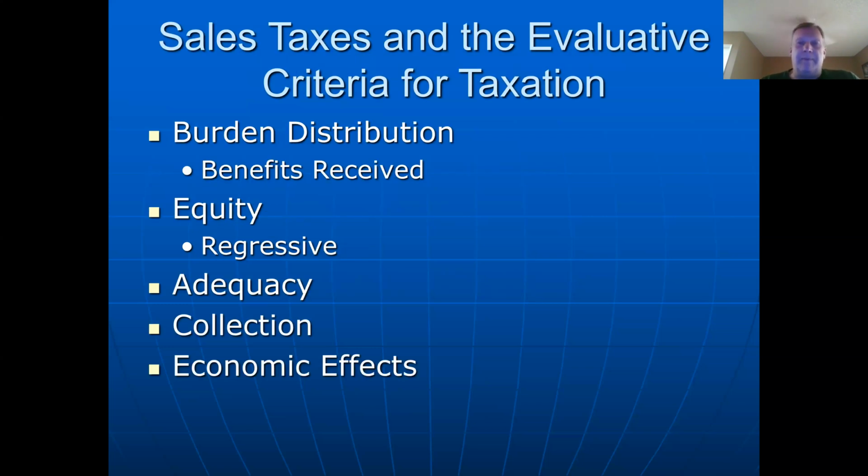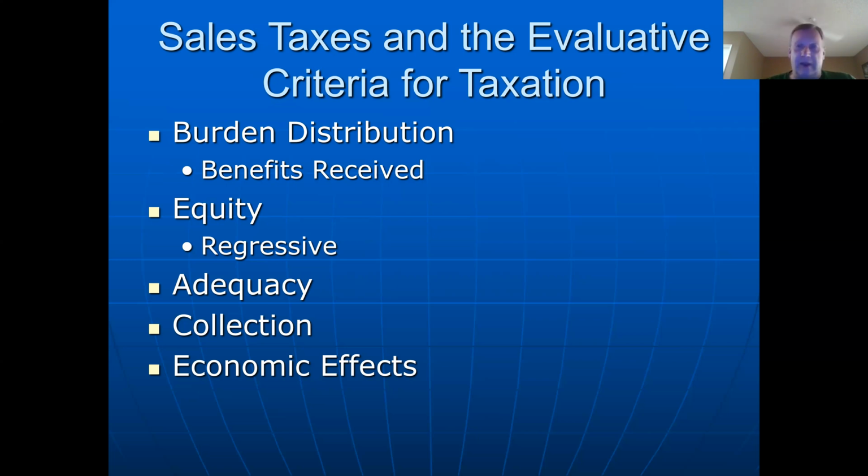So again, to wrap this up a little bit, we'll look at the sales tax in comparison to, again, those 5 evaluative criteria we started our discussion with. Burden distribution, the sales tax is a benefit received type of principle. You don't pay the tax unless you purchase the good, unless you are deriving a benefit from the purchase of that good. We said for equity, the sales tax usually is not very good unless you have the right set of commodity-based exemptions. It tends to be very regressive.